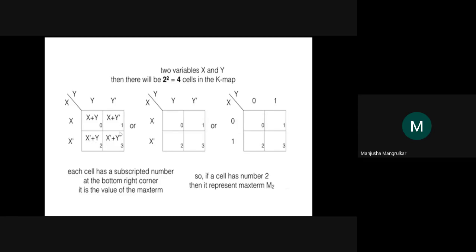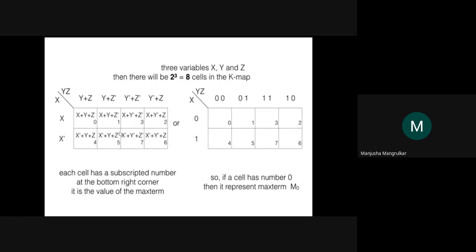This is two variable. Now we'll see the three variable. If it is a three variable, how many cells are there? 2 to the power 3. There are 8 cells in a K map, right? So now x, y, z. This is x, right? So as per these three variables, what is the maximum combination? It is 0 to 7.